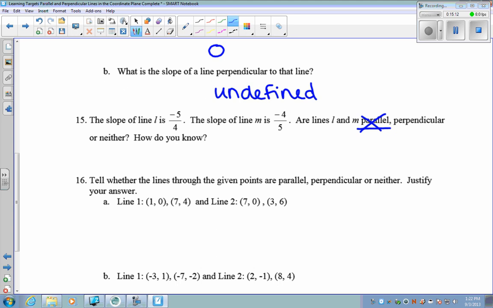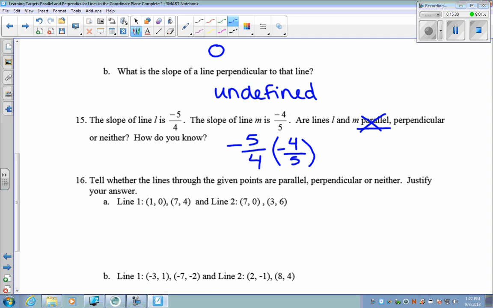Are they perpendicular? If you can tell by looking at it, we can see that, first of all, they're both negative, so that can't be true. But we can't just look at it. We have to use our mathematical reasoning. So if you remember, we said go ahead and multiply them together. If the two slopes multiply to -1, then they are indeed perpendicular.